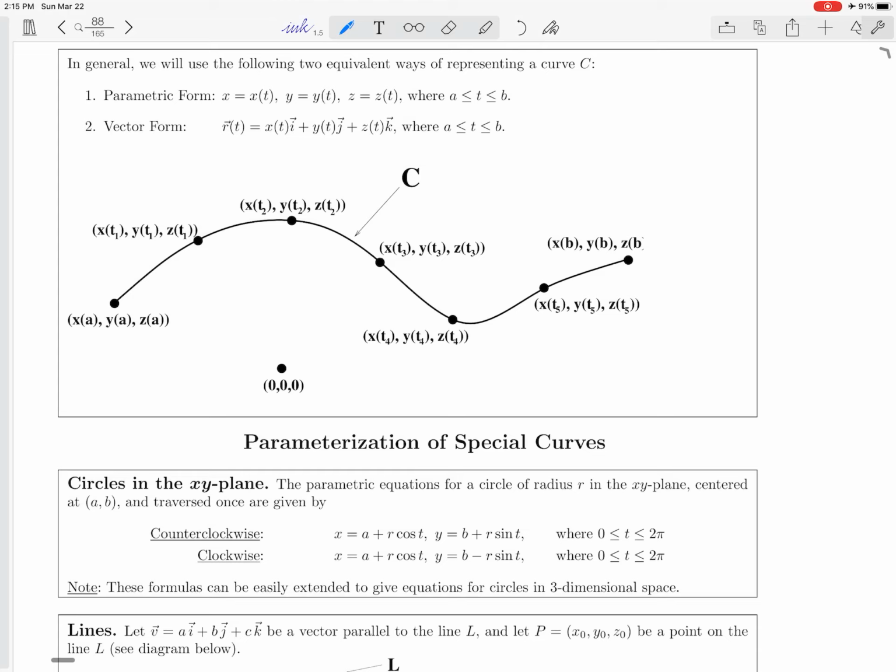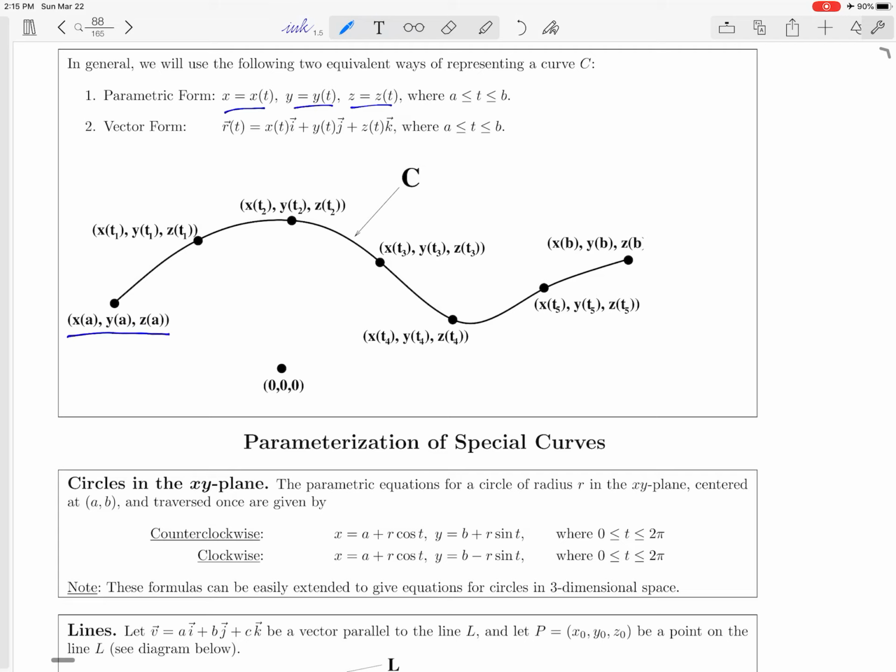Parametric form, we can give the x, y, and z coordinates as functions of t. So x equals x of t, y equals y of t, z equals z of t. So think about just giving the coordinates of a particle that's moving through space.